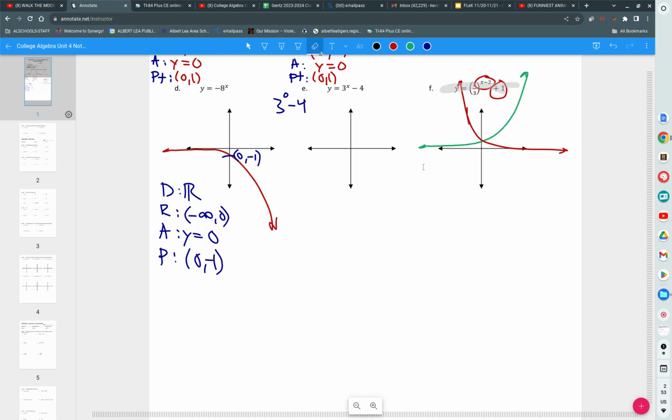So as I go ahead and re-examine this drawing, the parent function would go through 0, 1. So if it shifts right 2 units, the new point is going to be over 2, at that red dot there, and then it shifts up 1 unit. So that new coordinate, instead of being at 0, 1, is going to be at 2, 2.